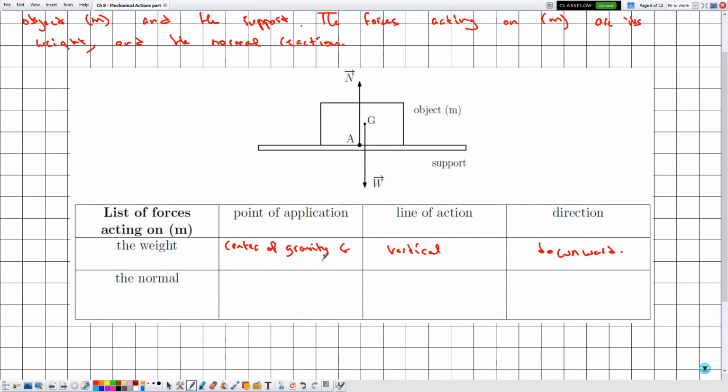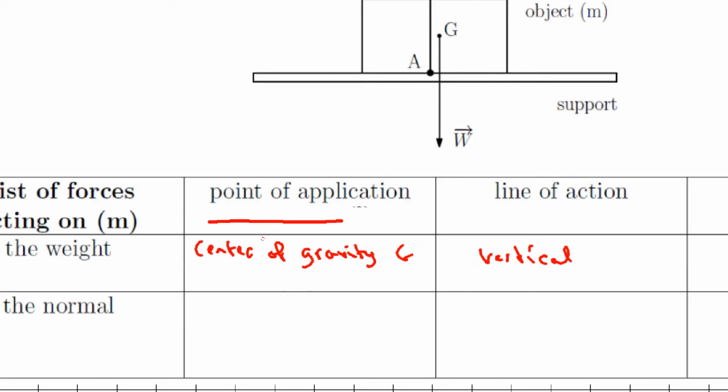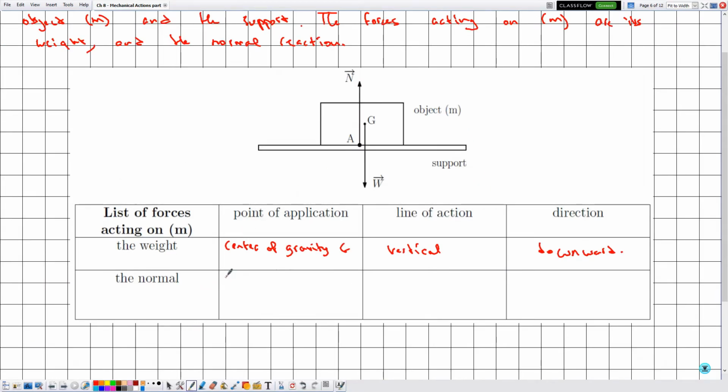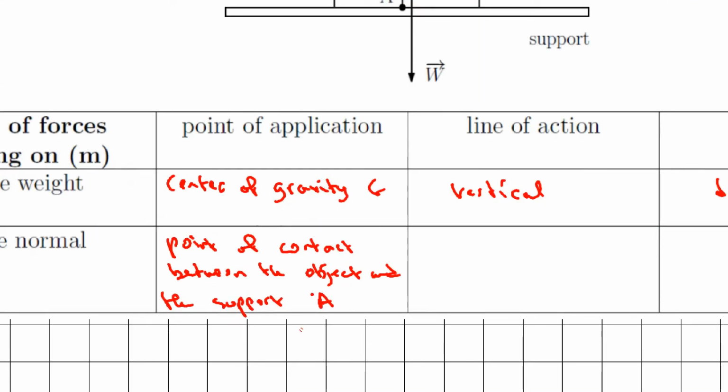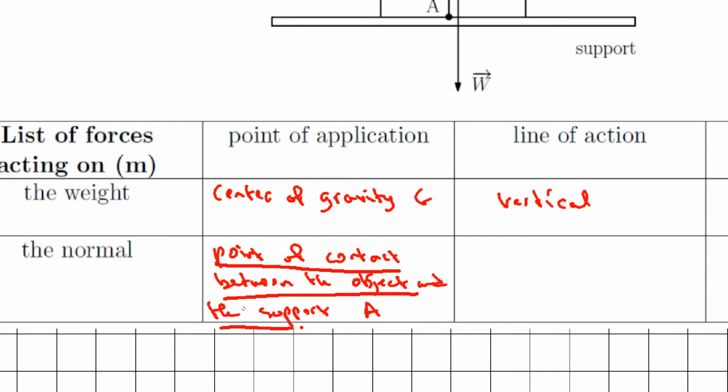Now, as for the normal reaction, the point of application will be the point of contact between the support and the object, which is A. Then let me say point of contact between the object and the support, which is A. So this is the important one. It is also a good habit to write this statement.